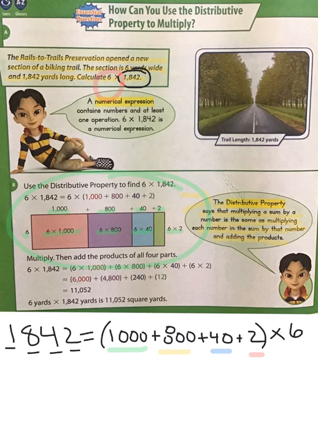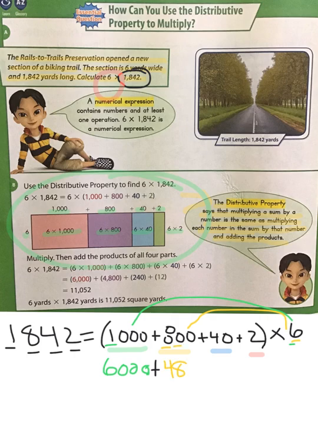I'm going to start with 6 times 1,000. And 6 times 1,000, our basic fact, is 6 and 1, so it will be 6,000. Then we're going to multiply the next part. So we are going to do 6 times 800. And our basic fact is 6 times 8. And 6 times 8 is 48.